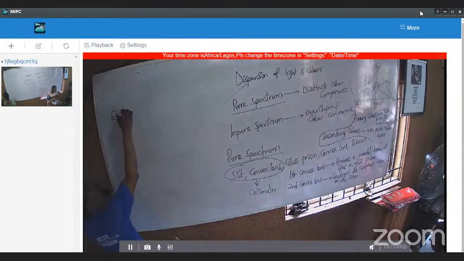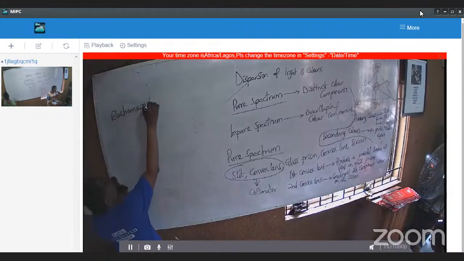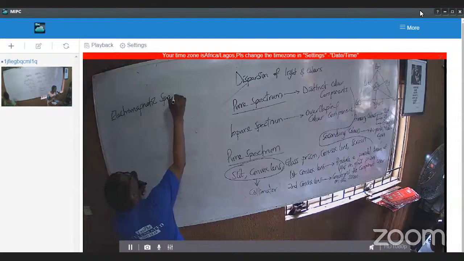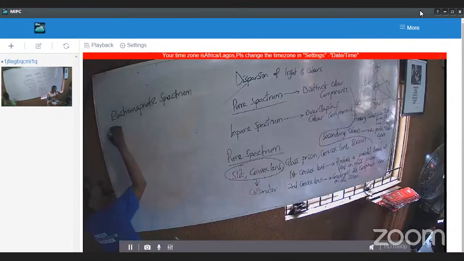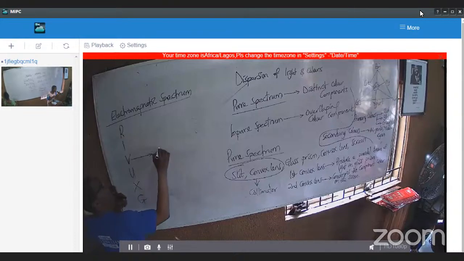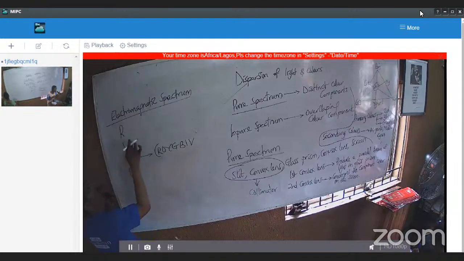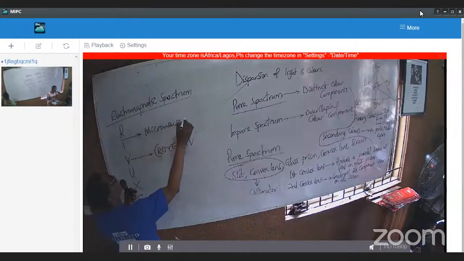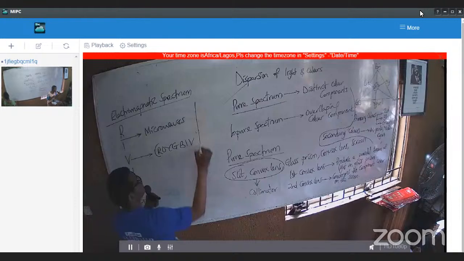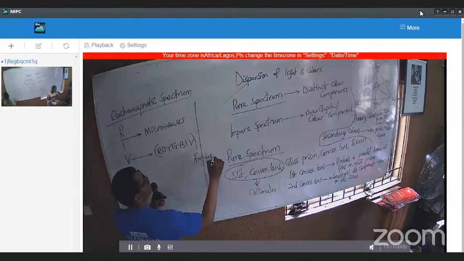So we have the electromagnetic spectrum. This one is visible light. We have ROYGBIV here. After radio waves, there's a guy called microwaves. As I go in like this, frequency increases, wavelength decreases.